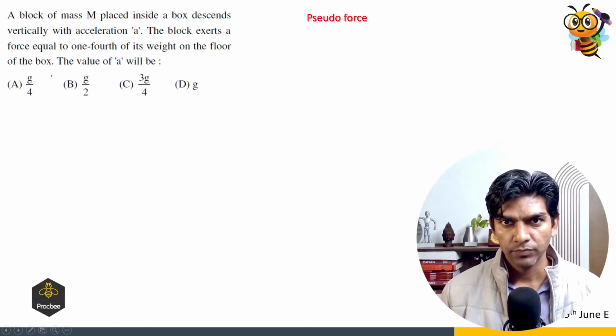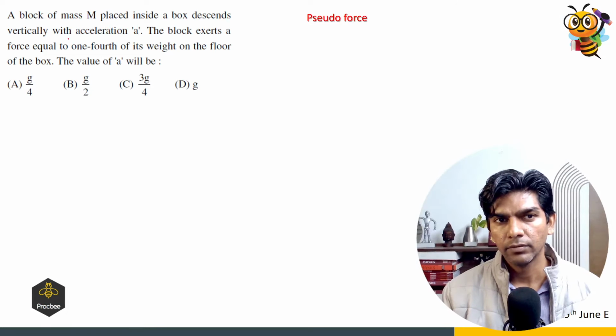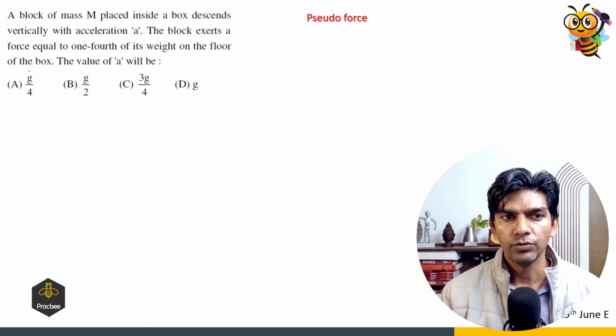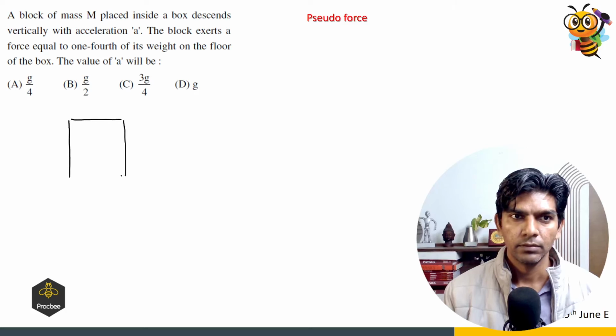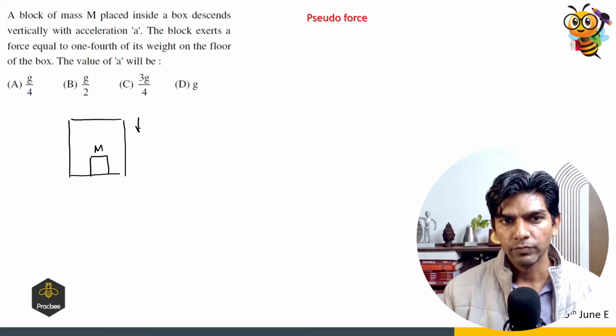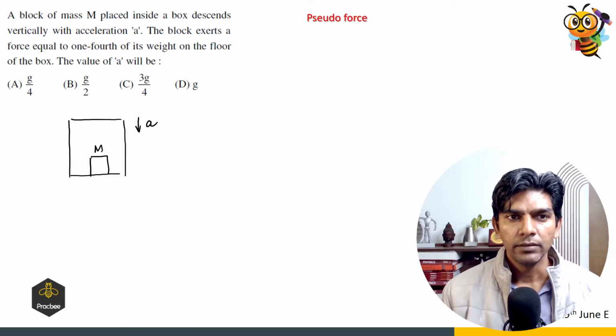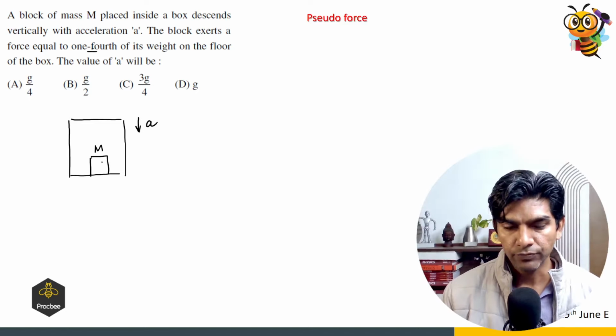So now let us see the question based on pseudo force. A block of mass m placed inside a box descends vertically with an acceleration a. The block exerts a force equal to 1/4 of its weight on the floor of the box. The value of a will be. So let me first draw the diagram. We're given a box and there is a block of mass m which is placed in it. And this box is descending down with an acceleration a, and it exerts a force of 1/4 of its weight on the floor. So it means the normal reaction experienced by this block will be mg by 4.